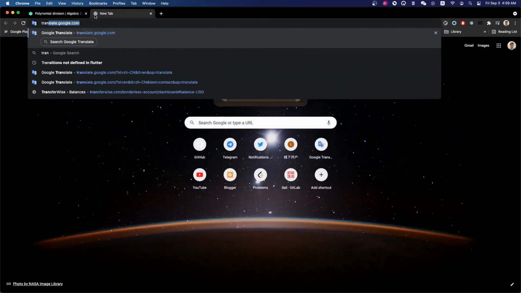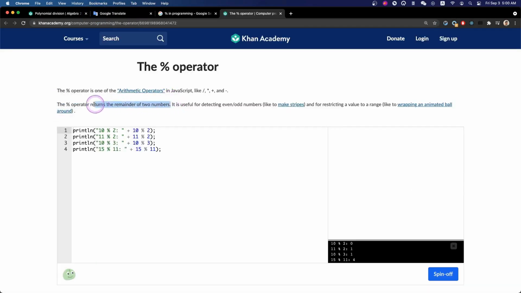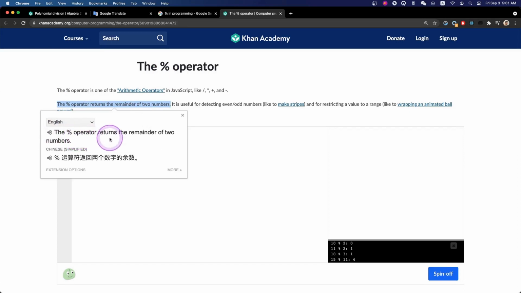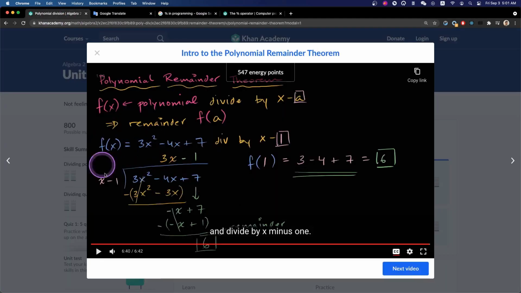Okay, let me do a search about that. I was curious about it. To remember the meaning of this operator, the first thing we need to do is to know how to read it. The percent operator returns the remainder of two numbers. Yes, this is the meaning of that. It returns the remainder of two numbers, which is just something like this, in the end you get the remainder.